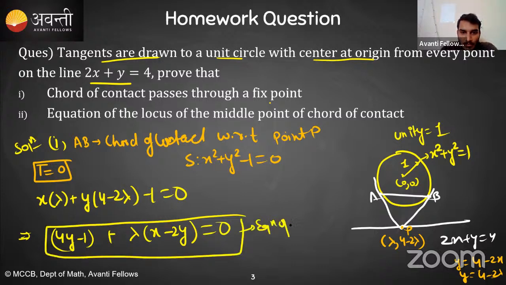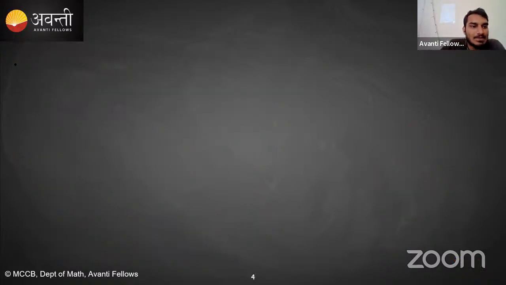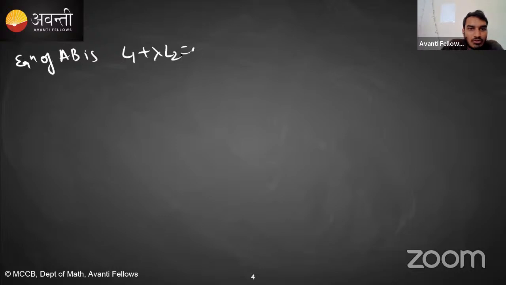Equation of AB. Right? Now student, as you can see clearly, this is nothing but L1 plus lambda times L2 equal to 0. Yes or no? So the equation of AB is L1 plus lambda times L2 equal to 0. When we were discussing the family of lines in the straight line chapter, I said that whenever there is a line in the form L1 plus lambda times L2 equal to 0, it means that line passes through a fixed point, and that fixed point is the point of intersection of L1 and L2.